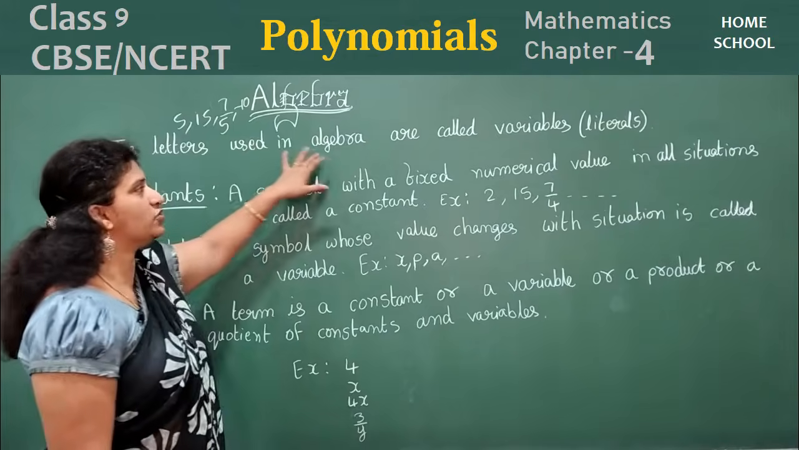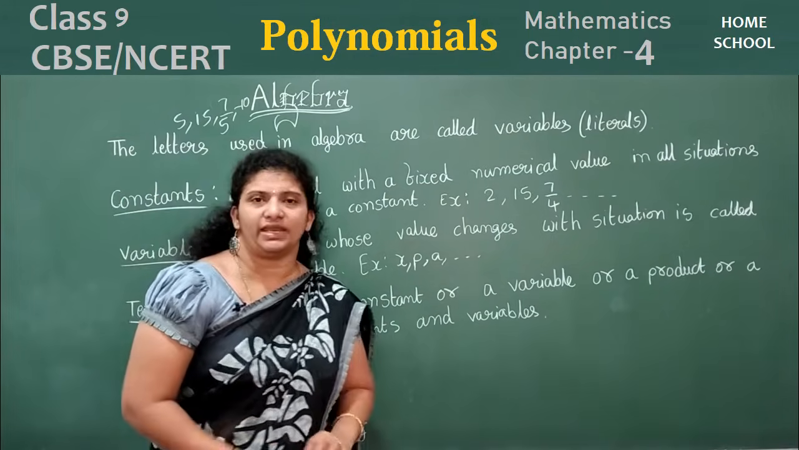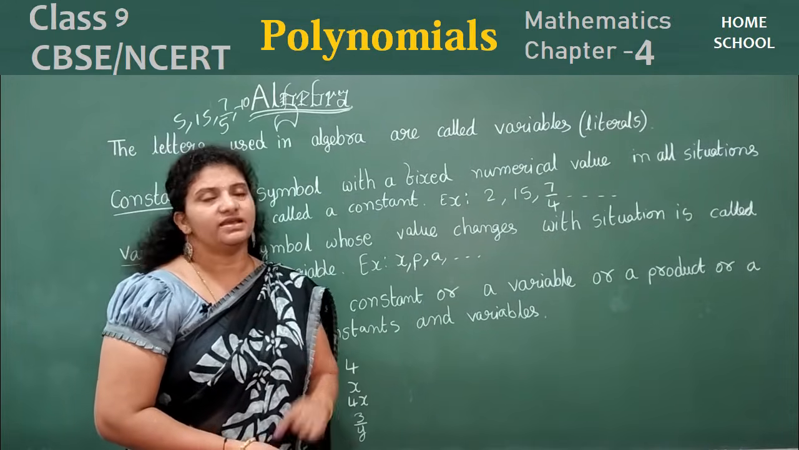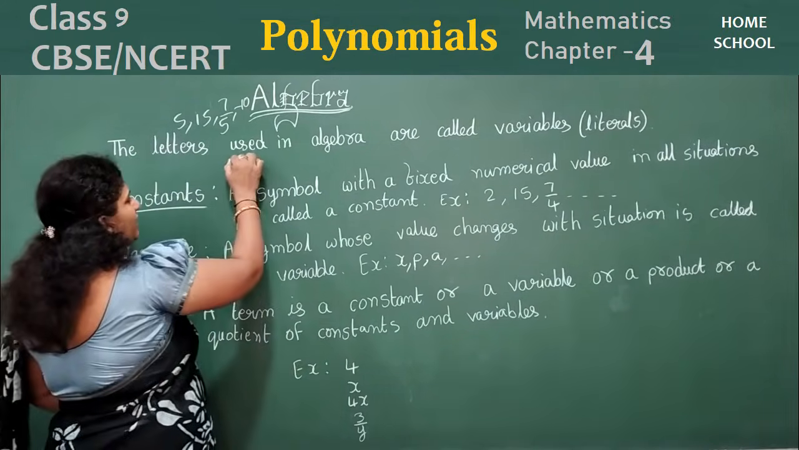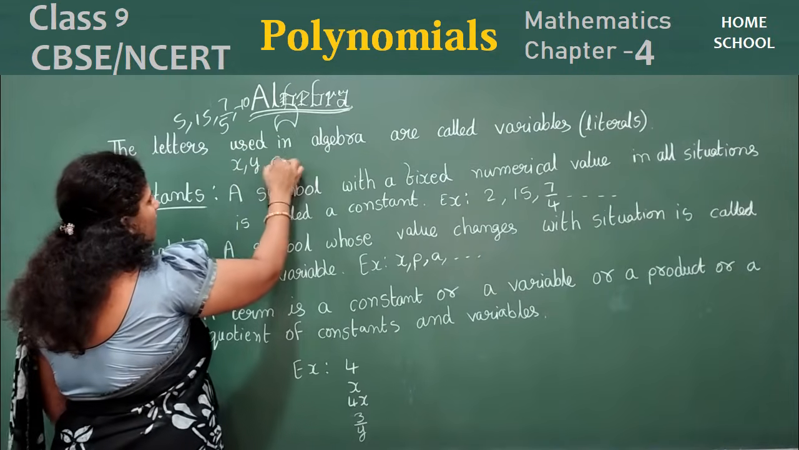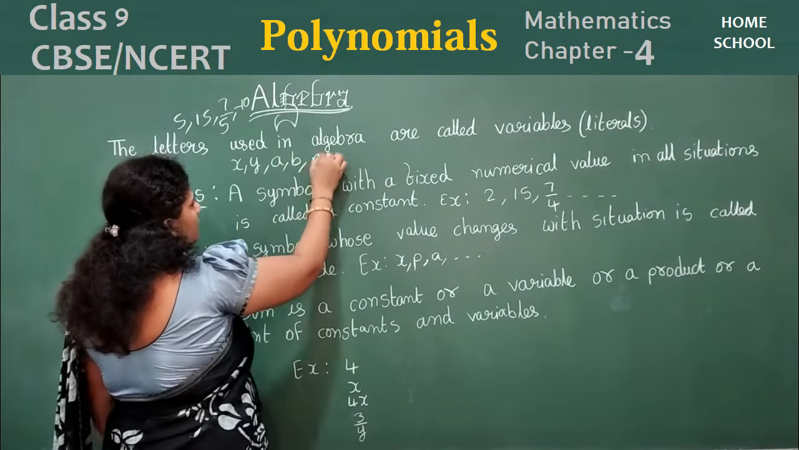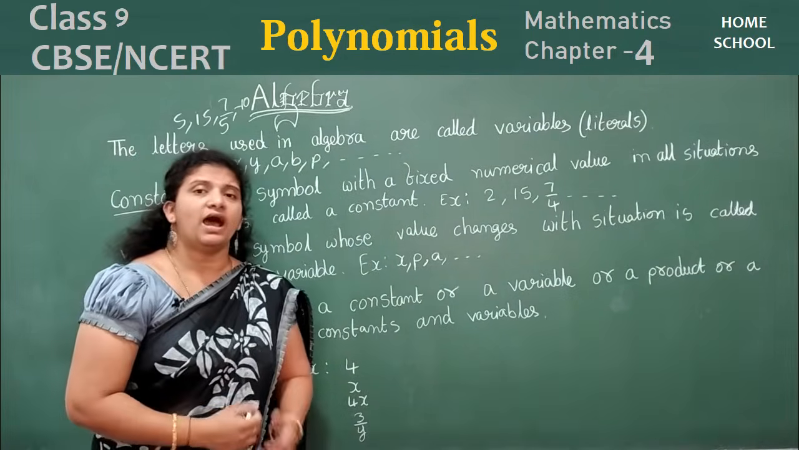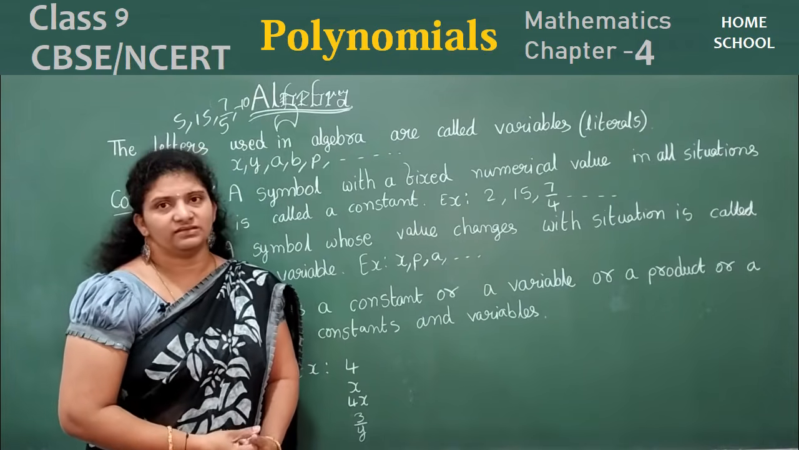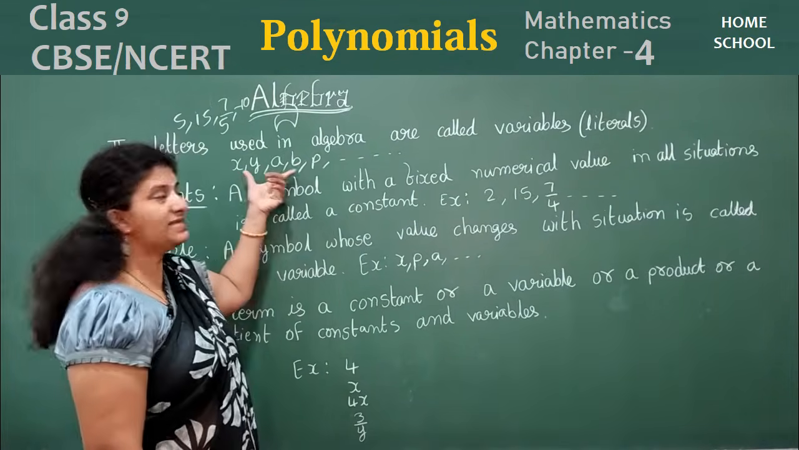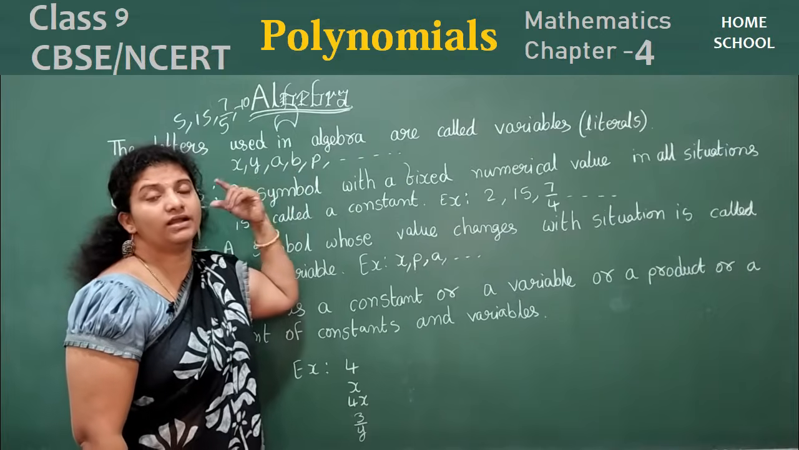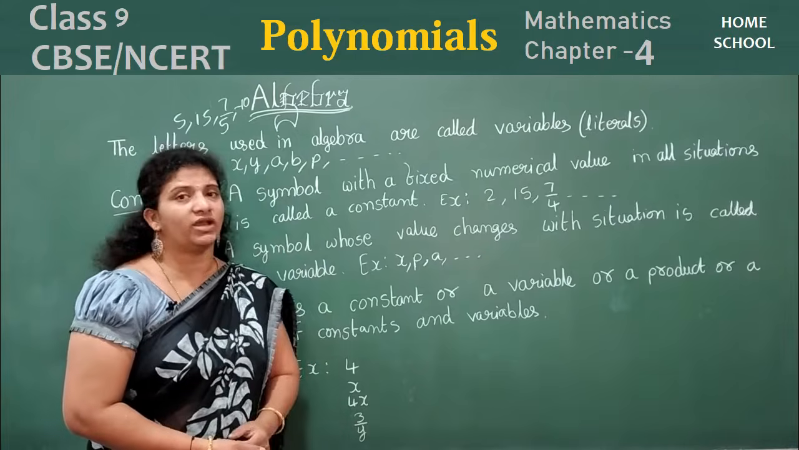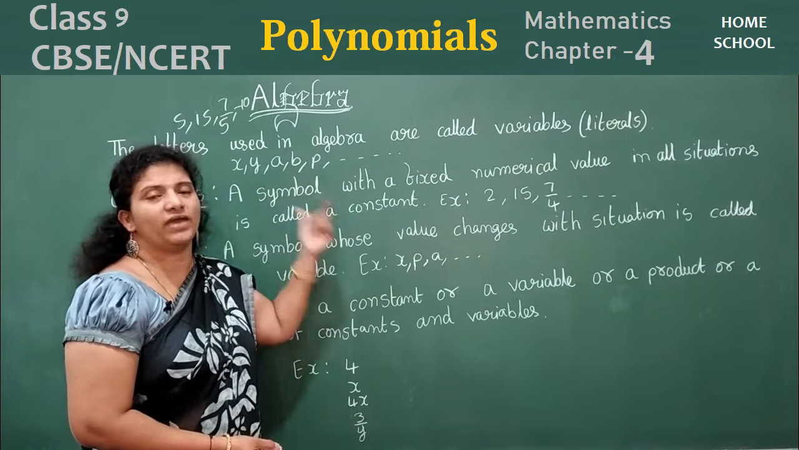The letters used in algebra are called variables or literal numbers or literals. For example, let me take the variables x, y, a, b, p, q, and so on. There is no end. All the alphabets are considered as variables. Right? So, these are the variables or literal symbols or literals. Literal numbers we may call them literals or variables.